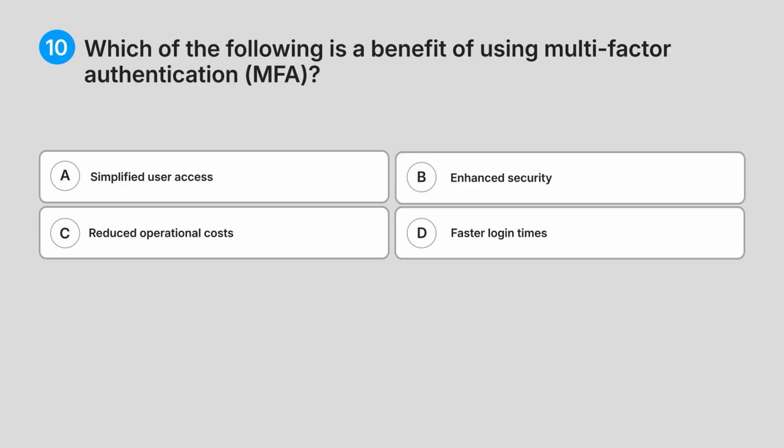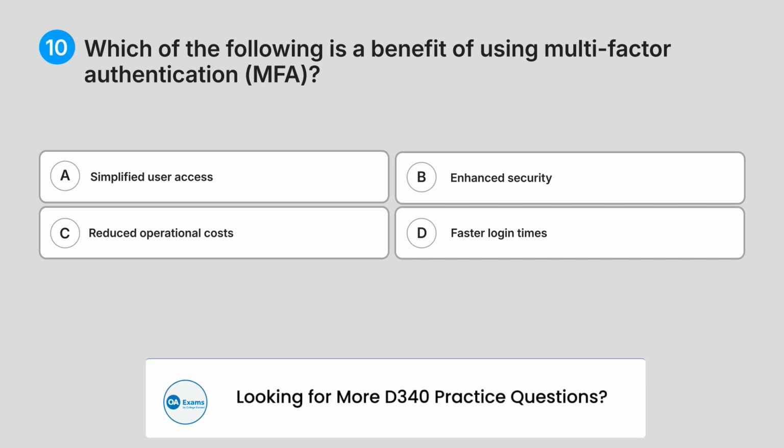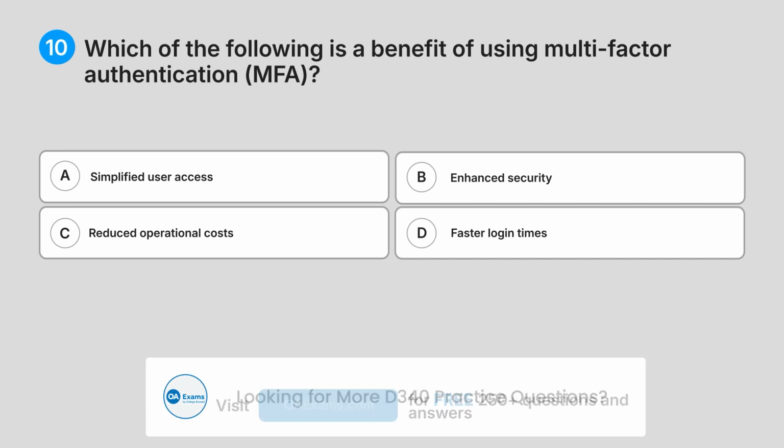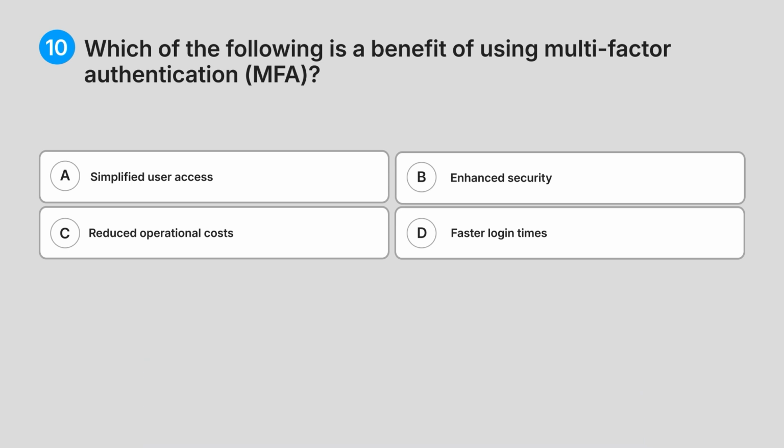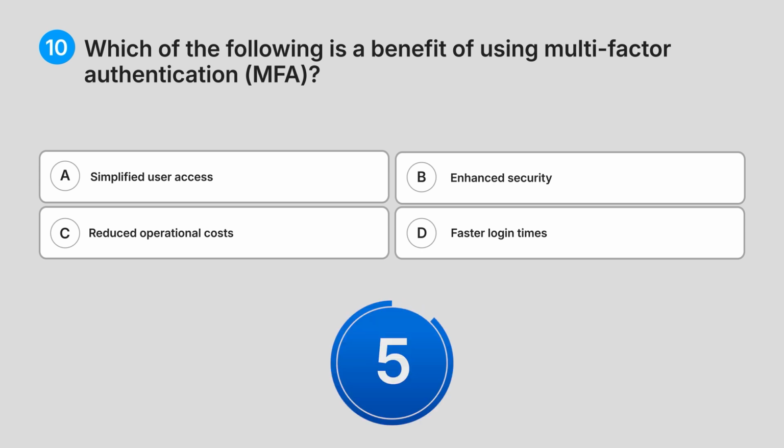10. Which of the following is a benefit of using multi-factor authentication, MFA? A. Simplified user access. B. Enhanced security. C. Reduced operational costs. D. Faster login times. What do you think is the answer?